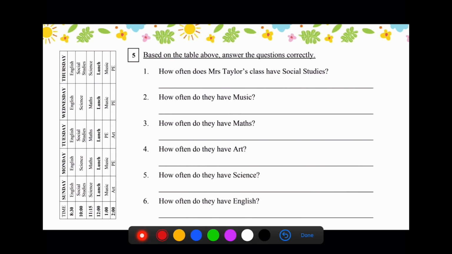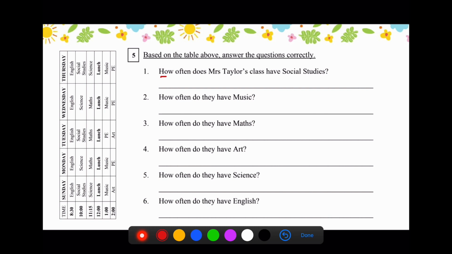Okay, this is the last exercise for today. Based on the table, answer the questions correctly. These questions are also based on the timetable on activity 4. For example, number 1, how often does Mrs. Taylor's class have social studies? How often? All of the questions are regarding how often. Meaning how frequent it is. So, your answer must be once, twice, 3 times, 4 times, or every day.